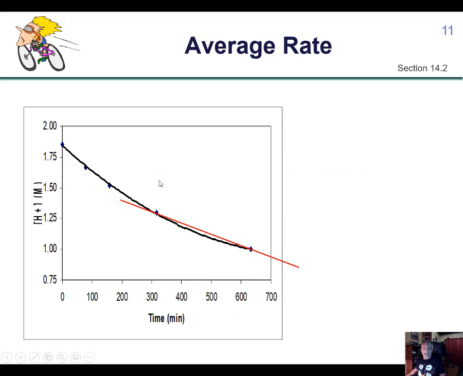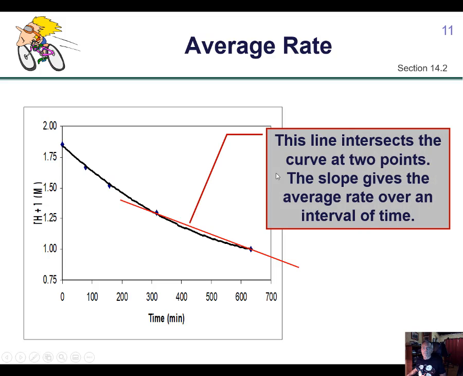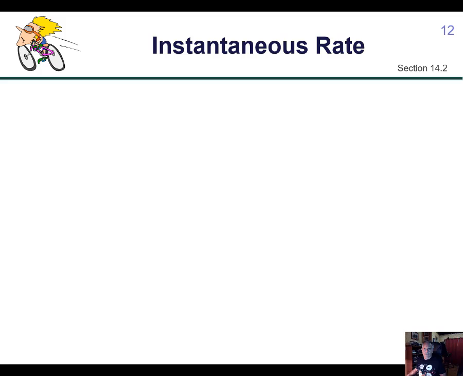So an average rate uses two points on a curve, and you simply calculate the slope of the line, or the difference between the two points on the curve. The line intersects the curve at two points. The slope gives you the average rate over some interval of time. And as I said, that's what we just did.